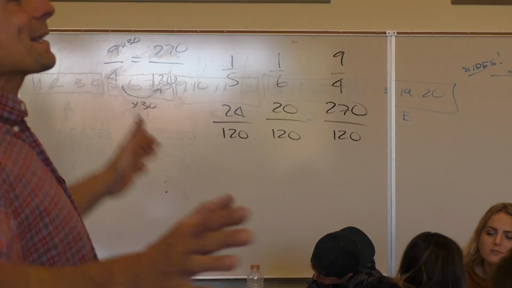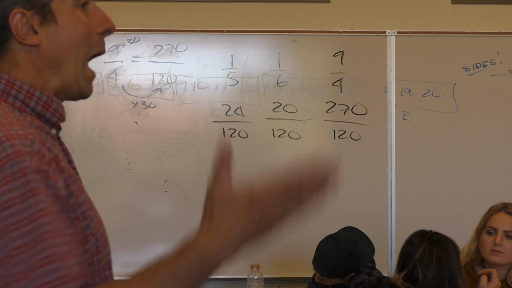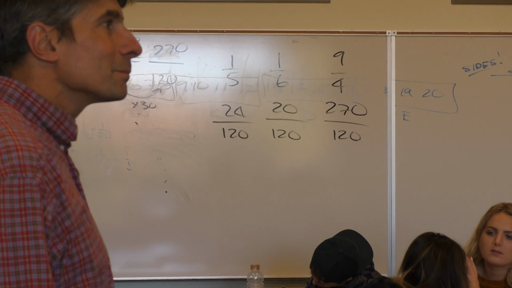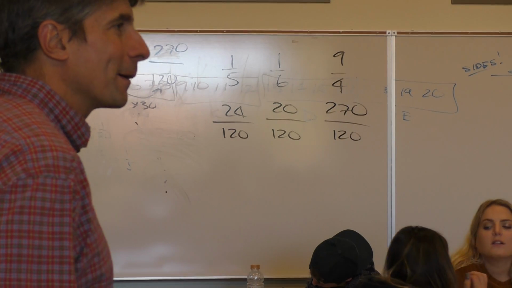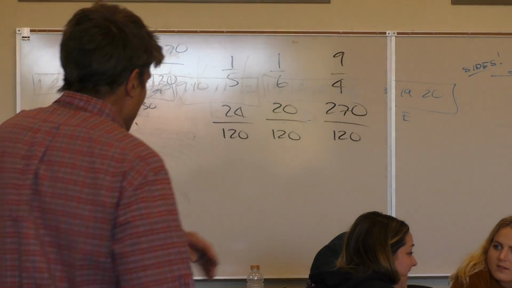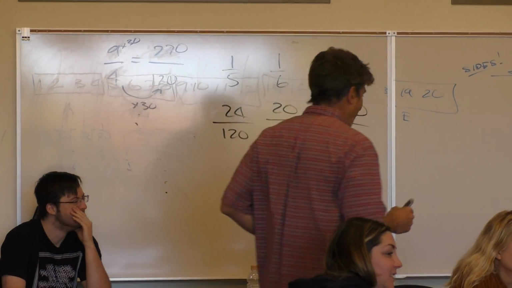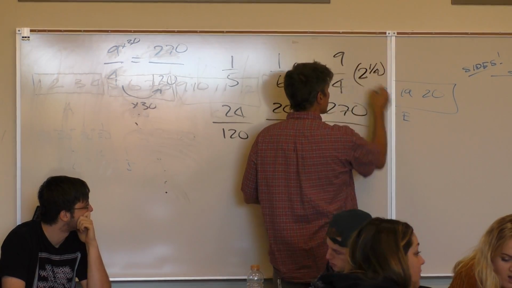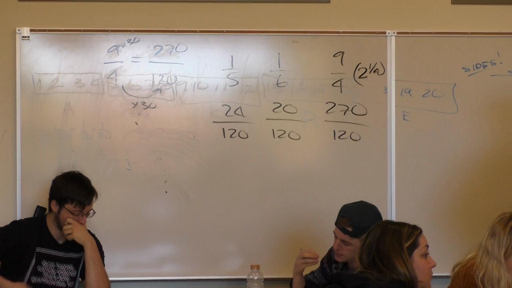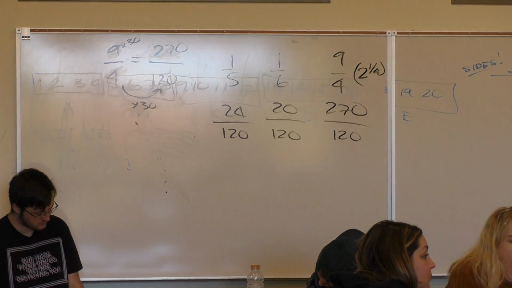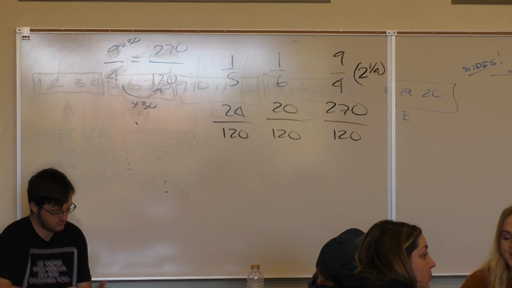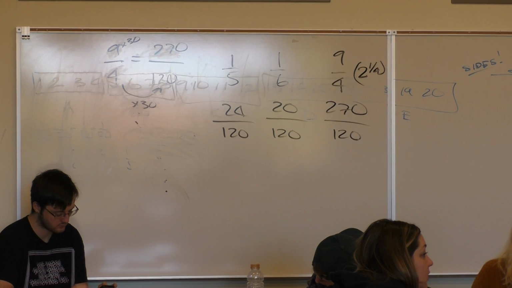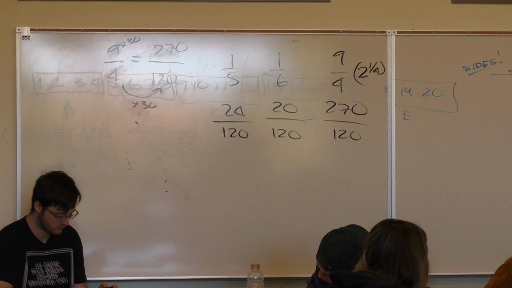Talk to me, which one has to be the biggest? 9/4. Why? It's crazy because it should be 2 1/4. Well, then write it as 2 1/4. That's totally fine. It has whole numbers. I've got no problem with you calling this 2 1/4. It has whole numbers, that makes it the biggest. It's more than one, so that has to be the biggest. The other ones are not more than one. Excellent. Which one has to be the smallest?